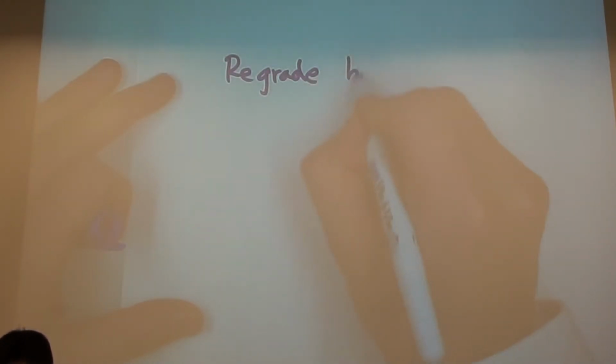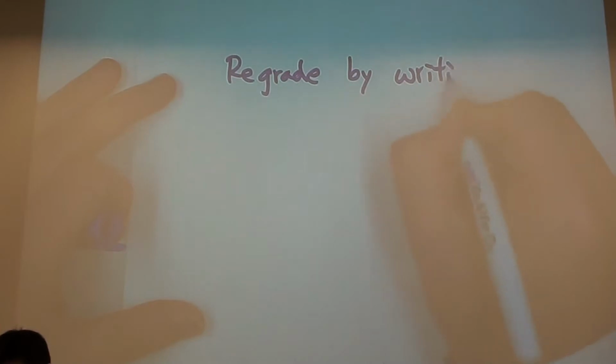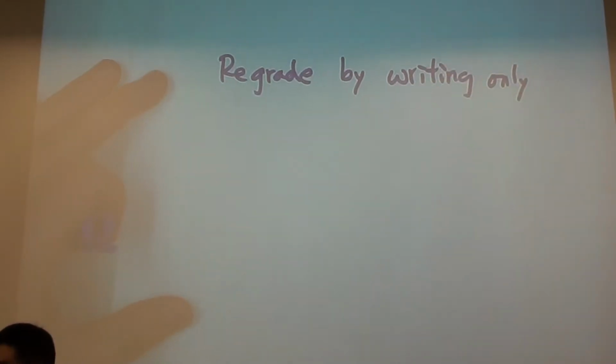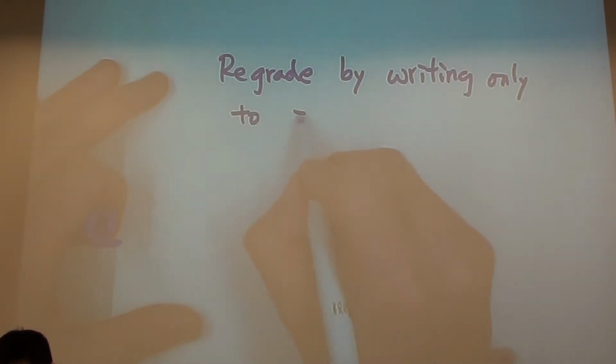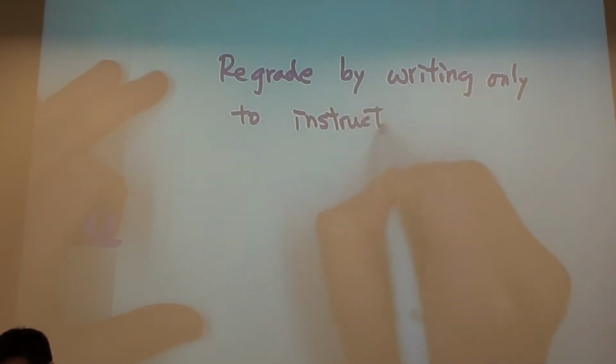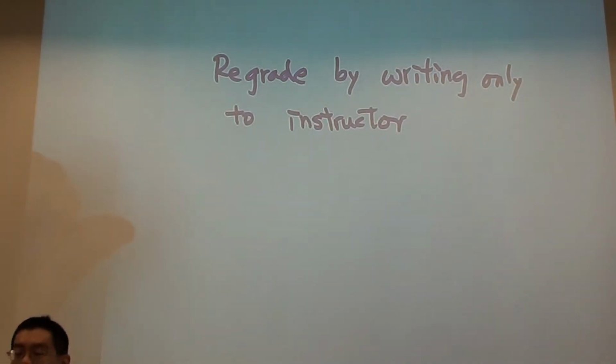Regrade requests by writing only, to me. Do not talk to the TA. If you talk to the TA, this is what the TA will do. I told them, they'll take your exam, and we will reject your regrade request. I don't want you to fight with the TA. So you have to write it down. And if you can write it down, there's a very good chance you get the point. If you cannot explain why you need regrading, you probably won't get it. So that's the reason I want you to write.